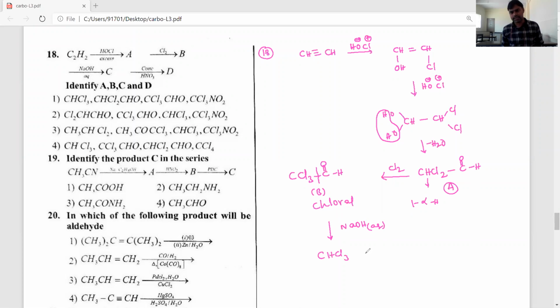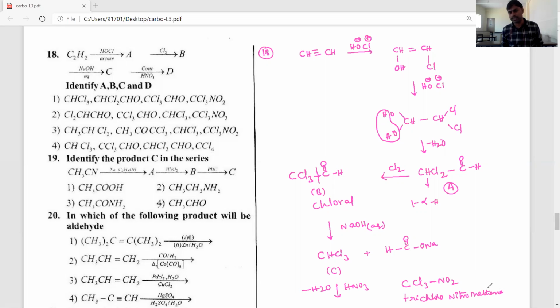CHCl3 we get, plus HCOONa. This is the C product. The C is treated with concentrated HNO3, with loss of a water molecule, to produce CCl3NO2, trichloronitromethane. This is the final product.